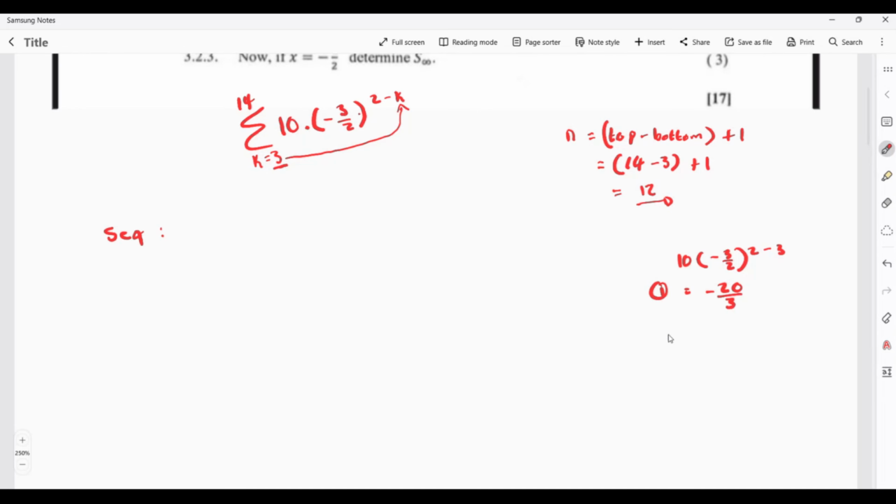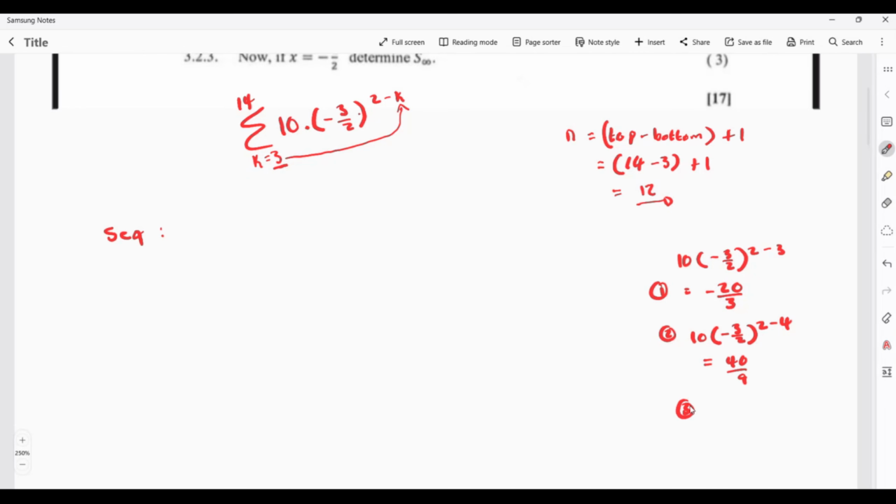For number 2, we need to get at least 3 of them so that we can find the difference. We can do the divisions over there. So the second one will be 10 into negative 3 over 2 to the power 2 minus 4. Now you're continuing, you go 4, 5, 6, and so on. And then this one will give us 40 over 9. This is the second one.